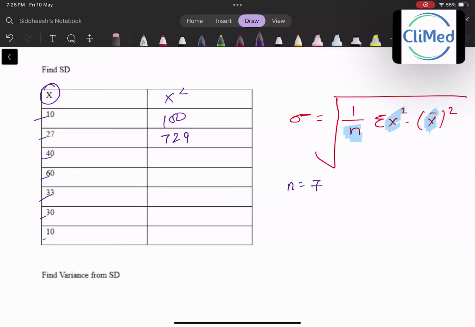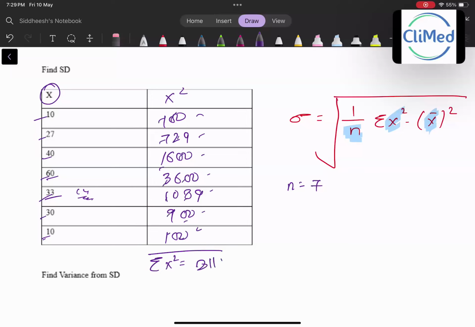Others, solve for me. 40 square, how much? 1600. 60 square, how much? 3600. 30 square is 900. 10 square is 100. Simple. Yes, correct. Now just calculate it. How much are we getting? Nearby 8118. Correct me if I'm wrong. Is it right?